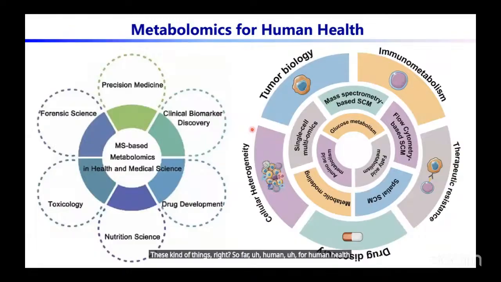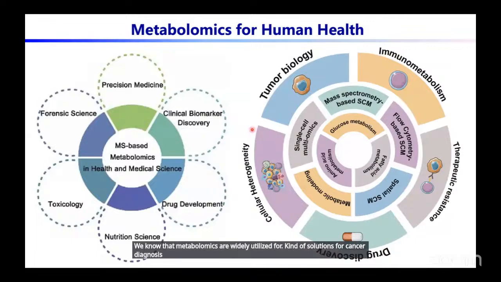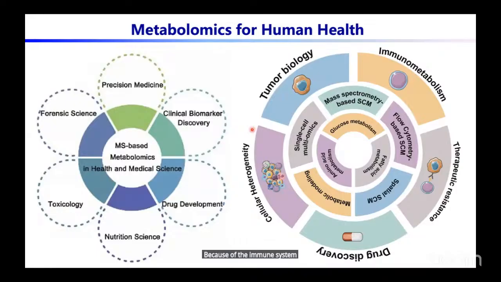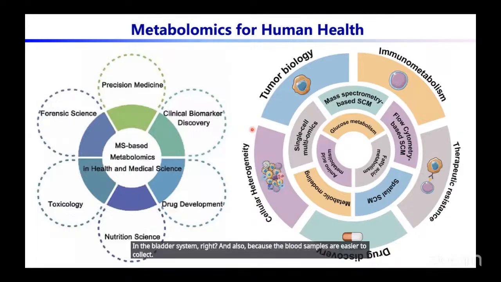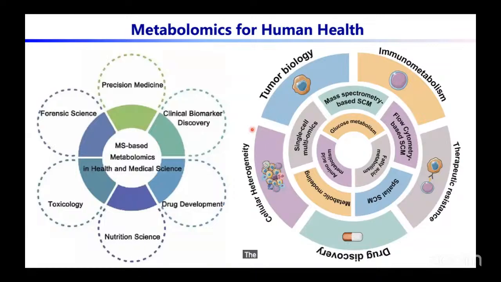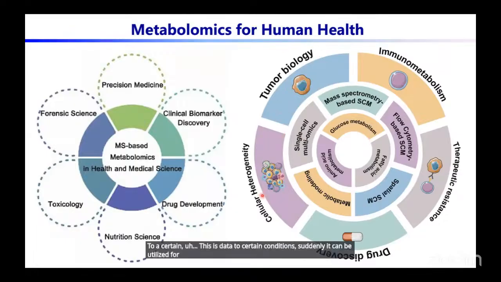For human health, we know that metabolomics is widely utilized for cancer research, for cancer diagnosis, as well as for immunological studies, particularly because the immune system is actually in the blood system, right? And also because blood samples are easier to collect, if we can study the metabolomics of blood samples, and if the metabolic states are correlated to certain disease states or conditions, certainly it can be utilized for the diagnosis of cancer and other diseases.